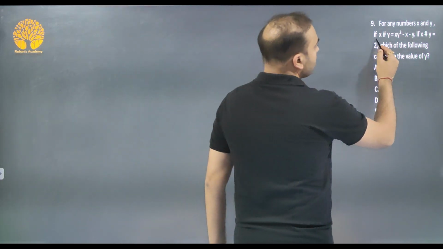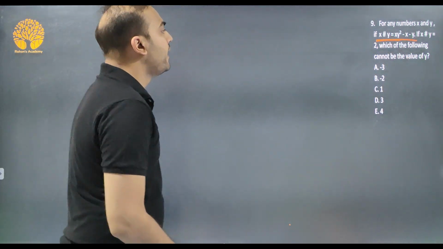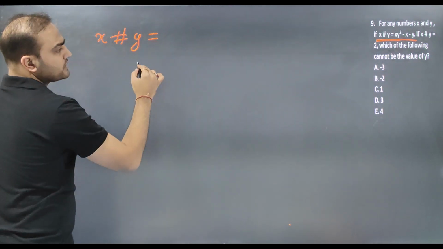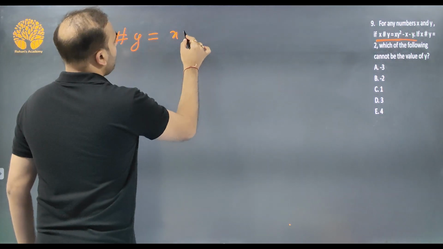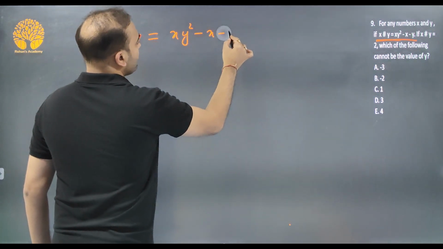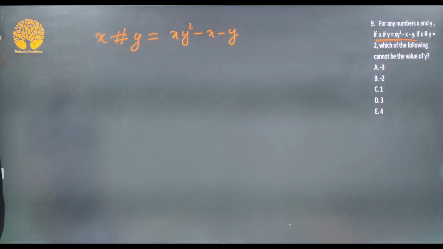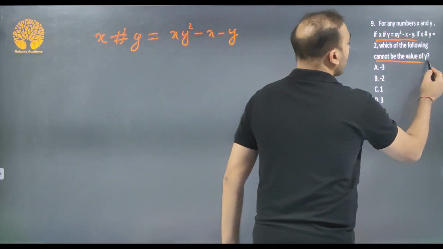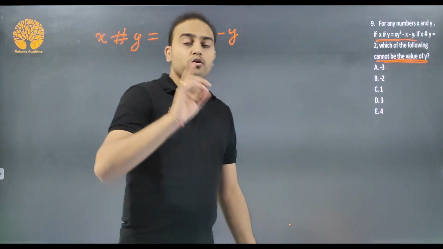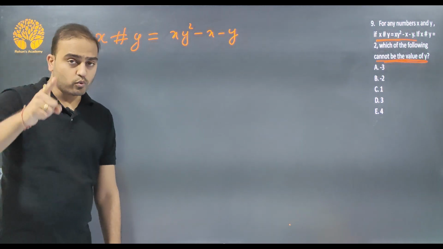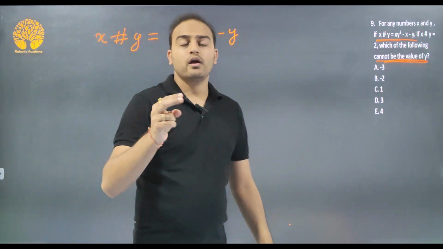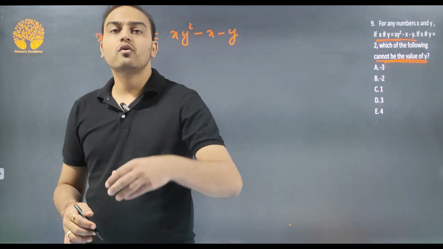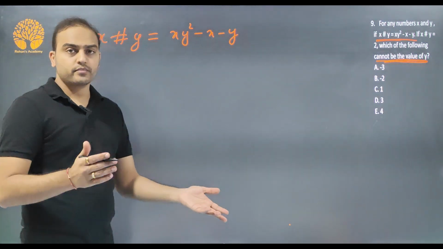Very interesting question. We have x hashtag y given to us as xy square minus x minus y, and they say x hashtag y is 2. Which of the following cannot be the value of y? You remember when I said the questions based on domain are asked in two ways. Either they say find the domain directly, or they say what cannot be the value of x, or what cannot be the value of y.